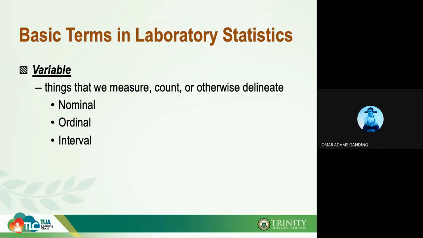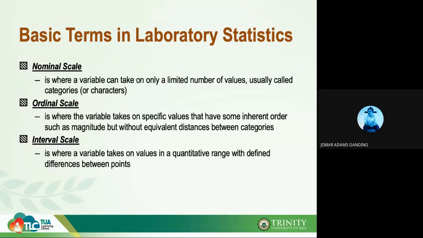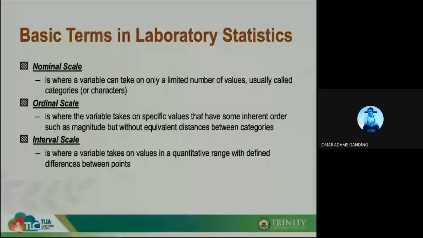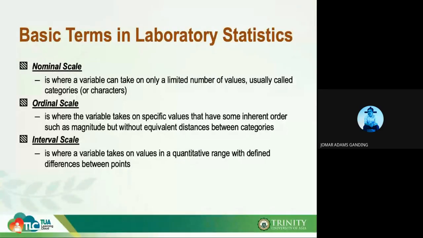We have your nominal, your ordinal scale, and your interval scale. What do we mean if the variable is of nominal scale? These are variables that can only take a limited number of values, called categories or characters. An example is gender: only male, female, or you can add the LGBTQIA plus, plus plus plus until letter Z. Those are the nominal scales.